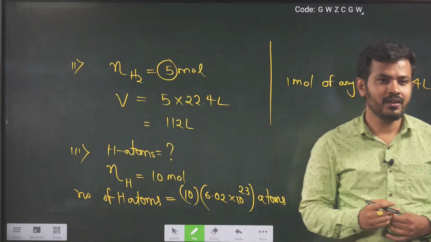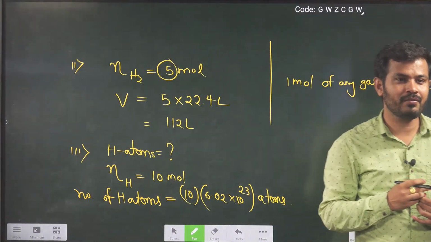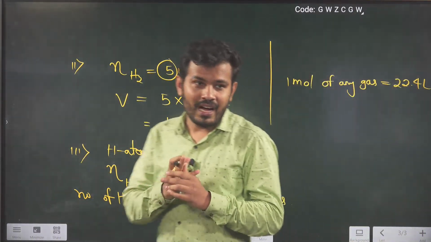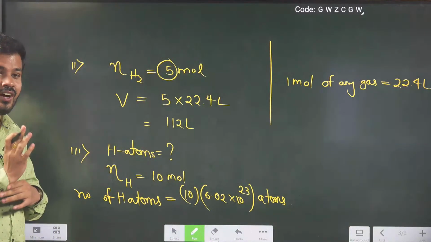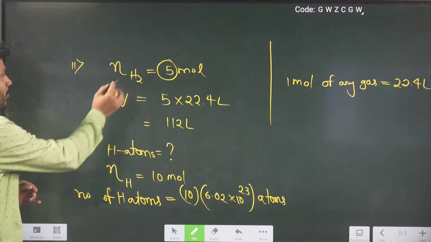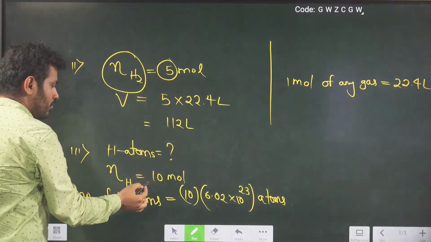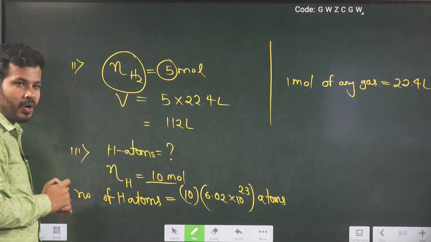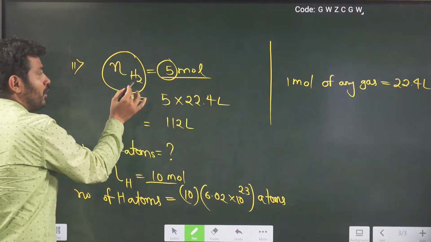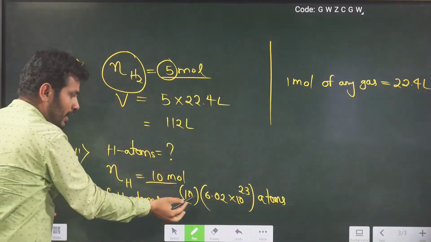Why didn't we take 10 in place of 5? Manya, very good question. I have asked you how many atoms are there. I didn't ask how many molecules are there. Number of mole we have got 5, then why did you take 10? You must be having that question in mind, Manya. The point is, this is 5 moles of hydrogen molecule. But I didn't ask molecule, I have asked the atoms.